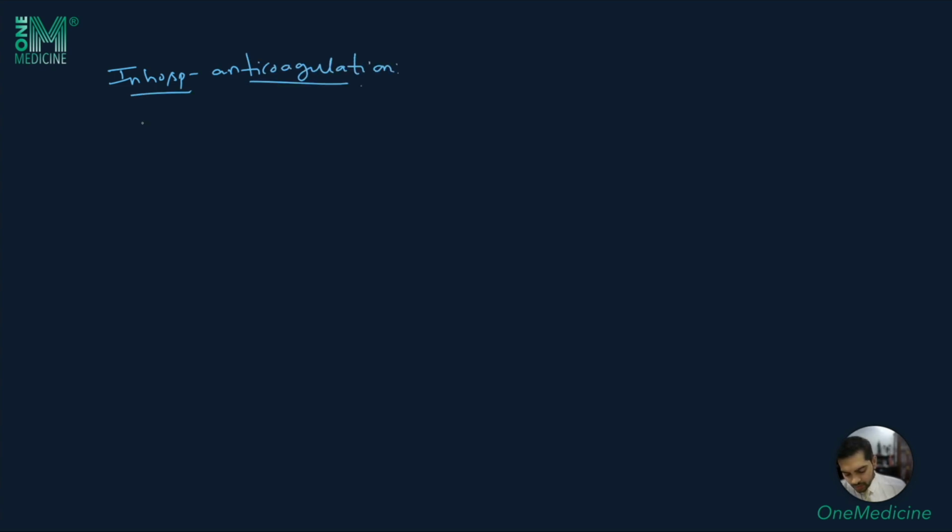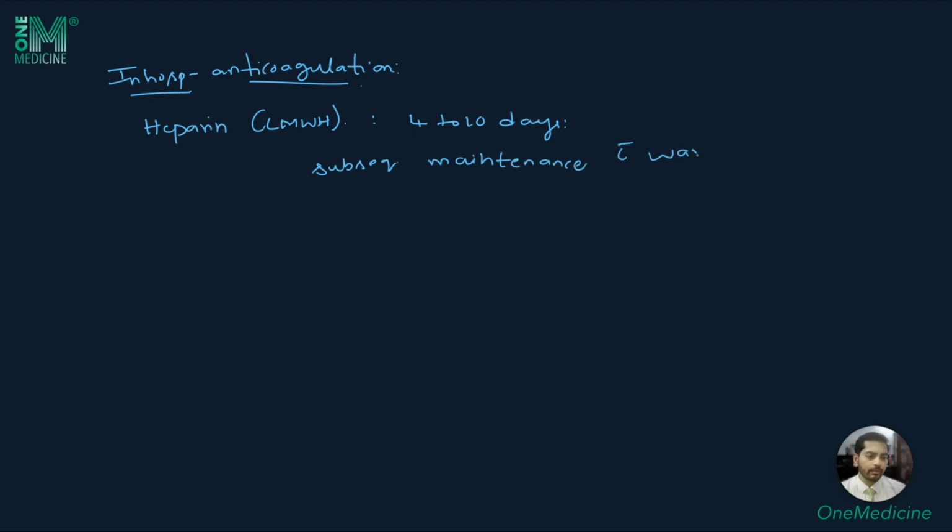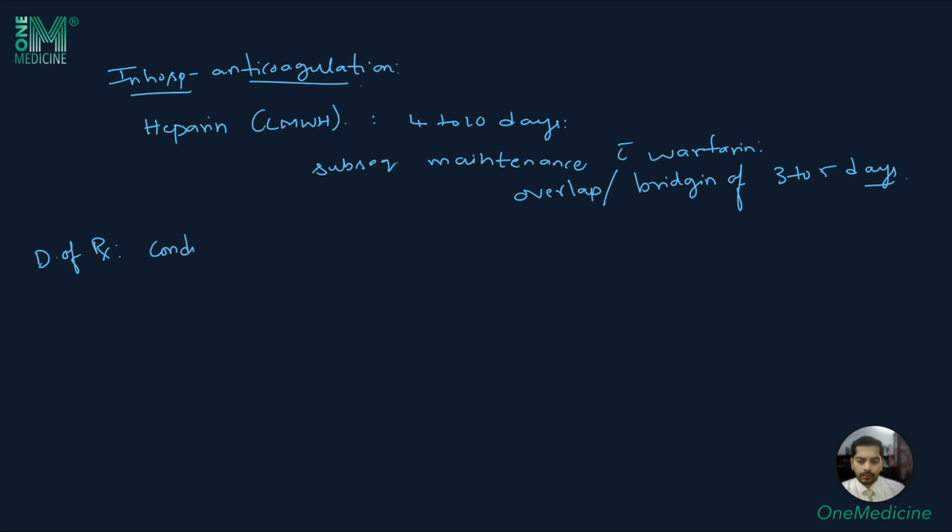Let's talk about the in-hospital anticoagulation. It is usually initiated with heparin, and low molecular weight heparin is usually preferred. It is done for 4 to 10 days with a subsequent maintenance with warfarin after an overlap or bridging of 3 to 5 days.